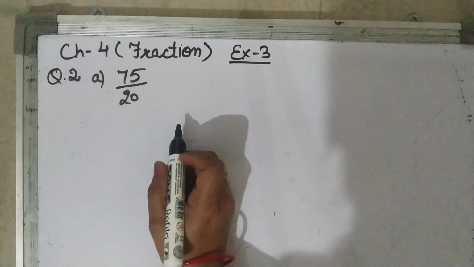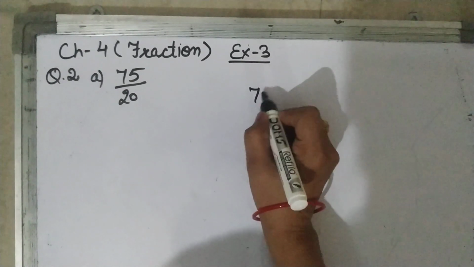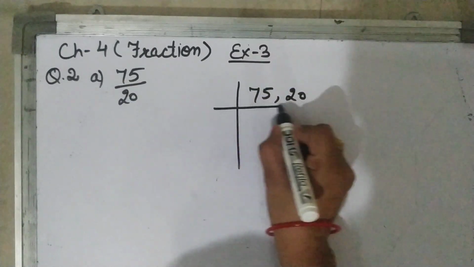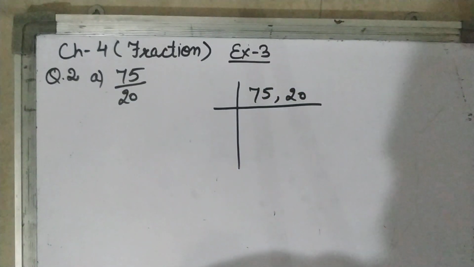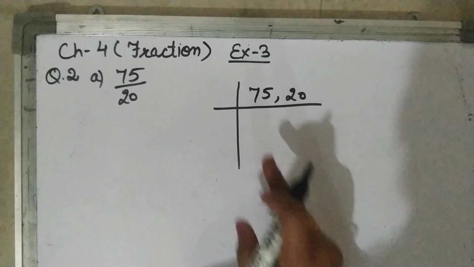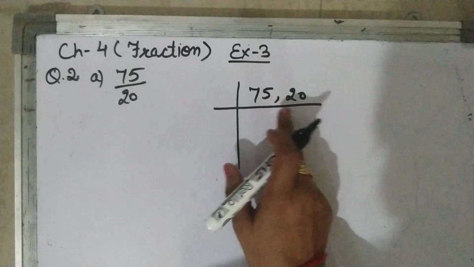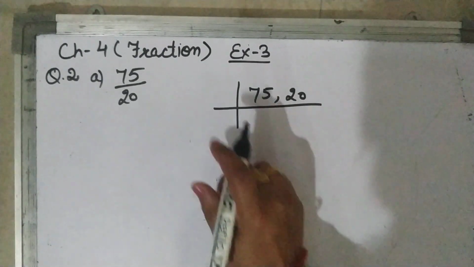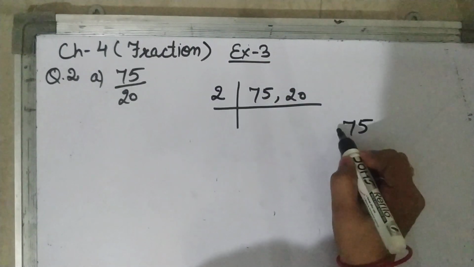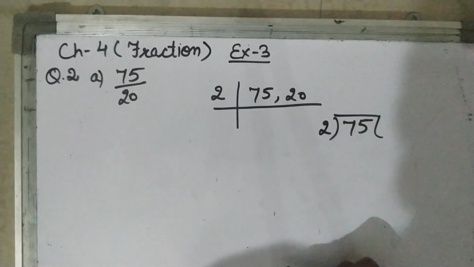The first question is 75 upon 20. First of all, you have to find the HCF. How to find the HCF? By the common factor method. You have to take a single number that is a common factor of both these numbers, and divide both numbers by it. If I am taking 2 here, just check whether 75 is divided by 2 exactly or not.